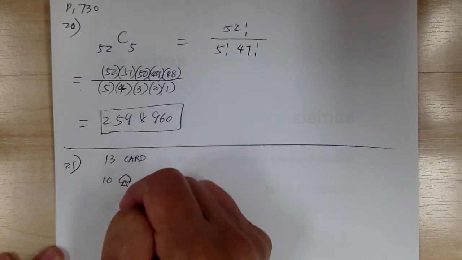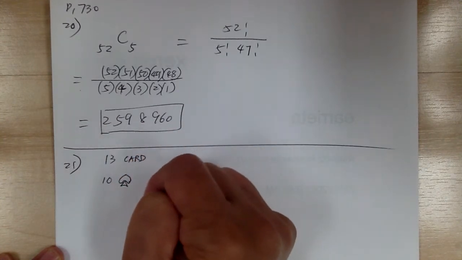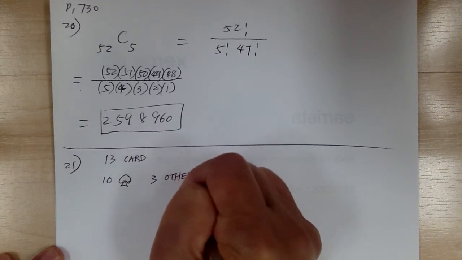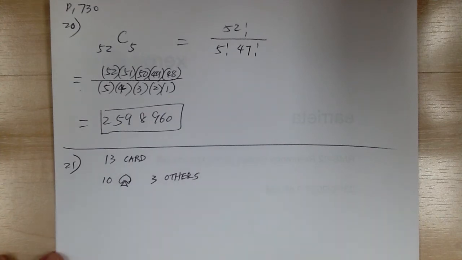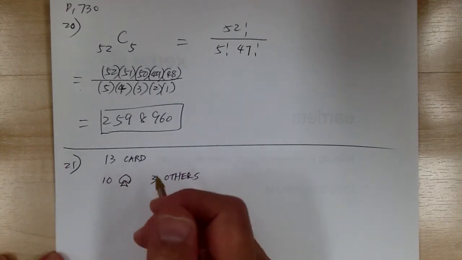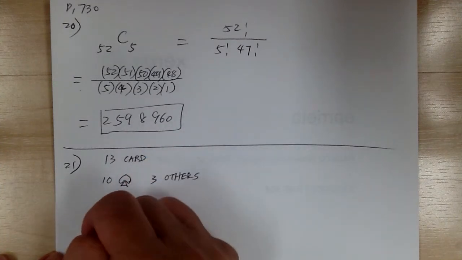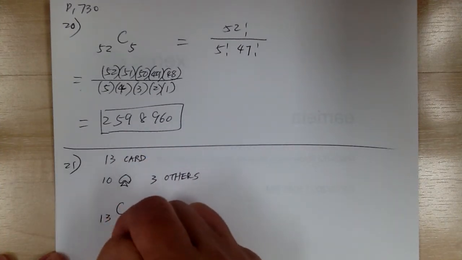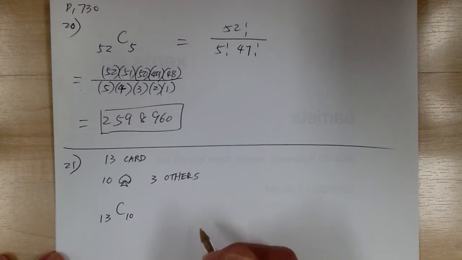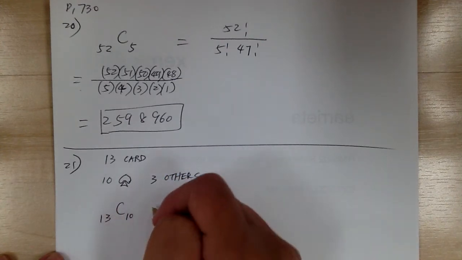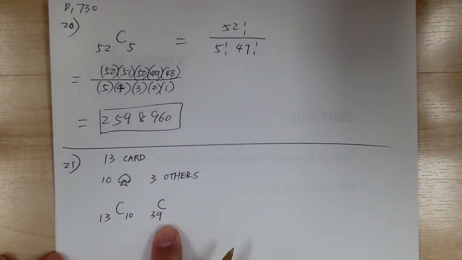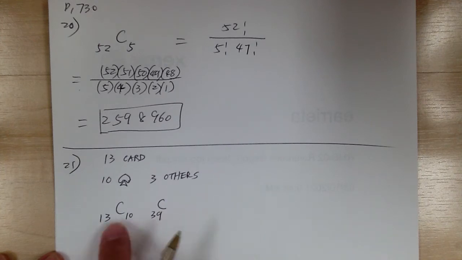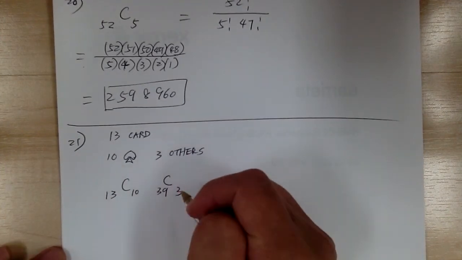Okay, so 10 spades means you're going to get 3 others. First you have to make sure all the cards are accounted for. So in a normal deck of cards, there are 13 spades. You're going to choose 10. And then the others: there are 39 other cards, because there are 13 cards in each suit and 3 other suits. That gives you a total of 52 cards. And you're going to choose 3.